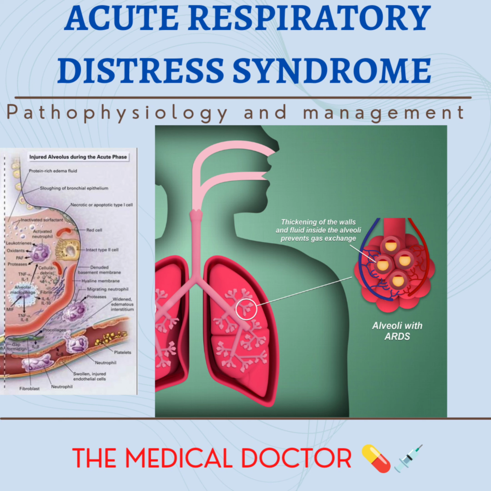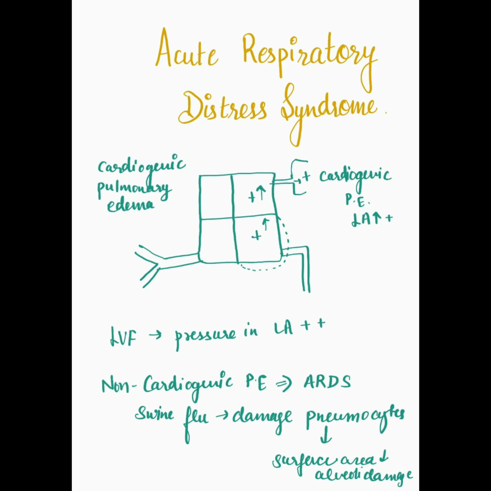Hello everyone, today we are discussing a respiratory emergency called acute respiratory distress syndrome. In this, we must know what is cardiogenic and what is non-cardiogenic pulmonary edema. In cardiogenic pulmonary edema there is an increase in the left atrial pressure secondary to left ventricular failure. Due to the rise in left atrial pressure, there is congestion in the pulmonary circuit, which leads to pulmonary edema. So the fluid is transudate due to the increase in pressure.